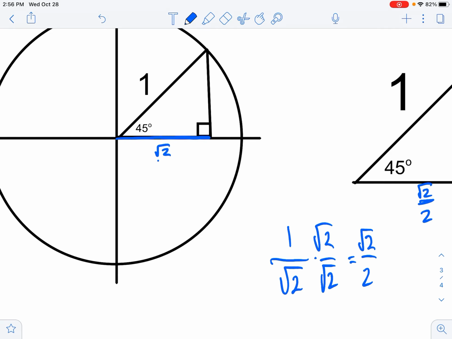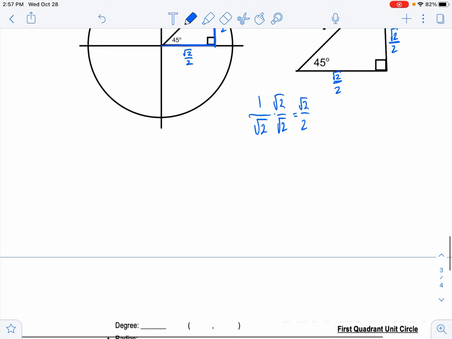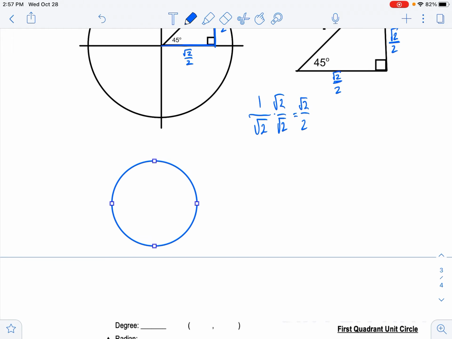So that means that, once again, this distance is root 2 over 2. This distance is root 2 over 2. So this ordered pair is right root 2 over 2, up root 2 over 2. So that is our third ordered pair that we need to know. Now, there are 2 more other ordered pairs that you need to know.